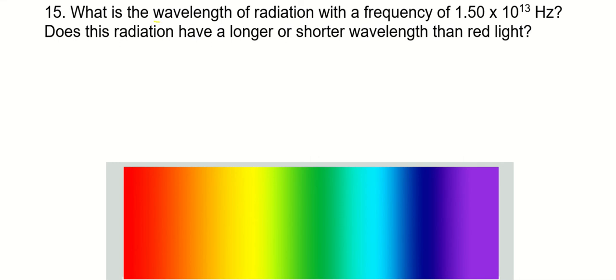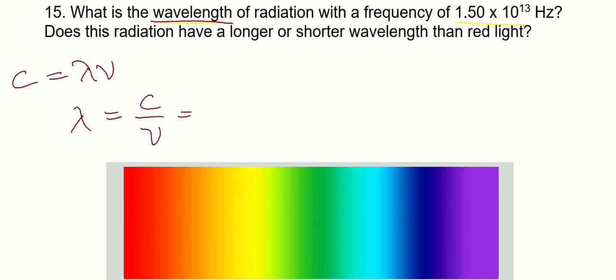The question is asking us to calculate the wavelength of a radiation, and it's given us a frequency of 1.5 times 10 to the 13 hertz. We'll use our equation c equals lambda nu, where c is the speed of light, lambda is the wavelength, and nu is the frequency. Let's rearrange this to solve for wavelength. We'll divide through by frequency and get c over nu, speed of light over frequency.